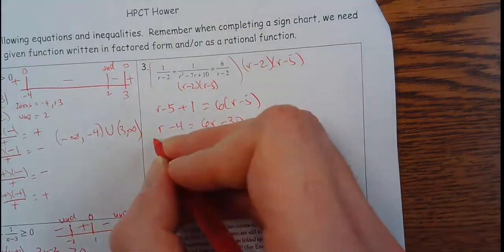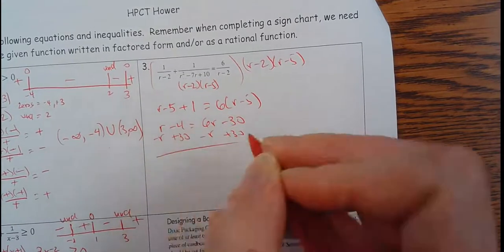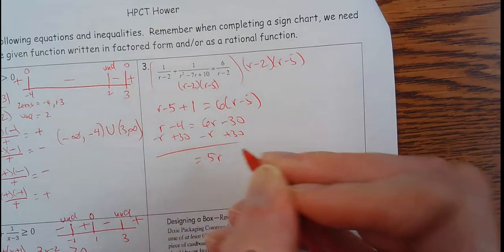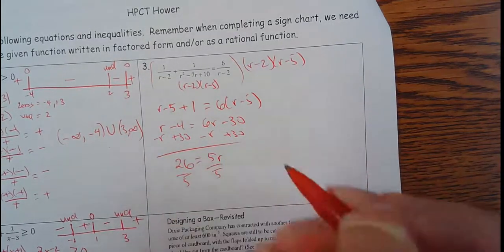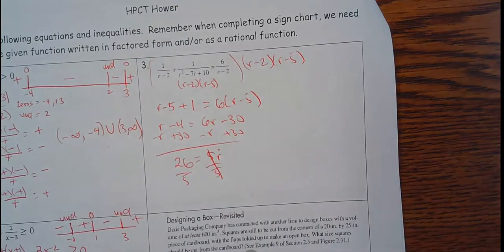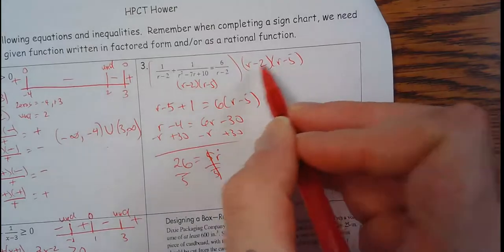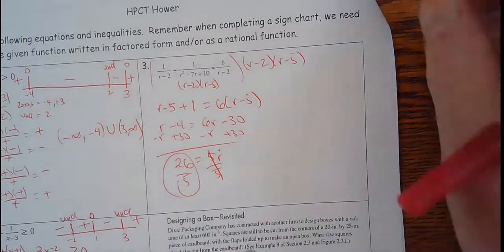Let's get the r's together, get the constants together. So I've got 5r equals 26, divided by 5. So 26 fifths. If I plug that in, that's not going to make any of those denominators equal 0, so that one's good. That one works.